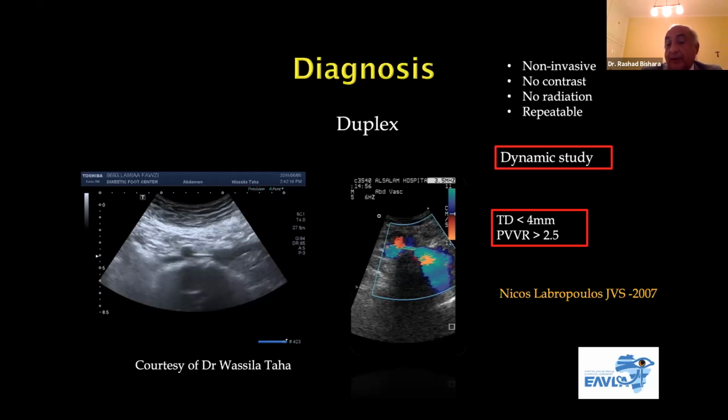Well, what are the parameters to identify or to diagnose May-Turner syndrome? Nikos Lapropoulos in 2007 suggested that a transverse diameter less than 4 millimeters and the peak vein velocity ratio greater than 2.5 would be suggestive of May-Turner syndrome.